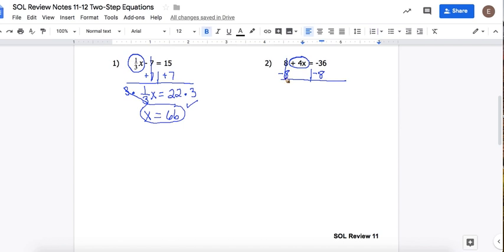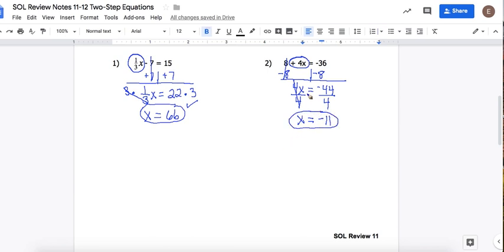So the 8's are going to cancel. Bring down your 4x and bring down your equal sign. And negative 36 minus 8 is negative 44. Now I'm not done because I don't have the variable by itself. The opposite of multiplication is division, so we're going to divide both sides by the number in front of the x, which is 4. 4 divided by 4 is a 1 in disguise, so cancel those out. Bring down your x and your equal sign. And negative 44 divided by 4 is negative 11.